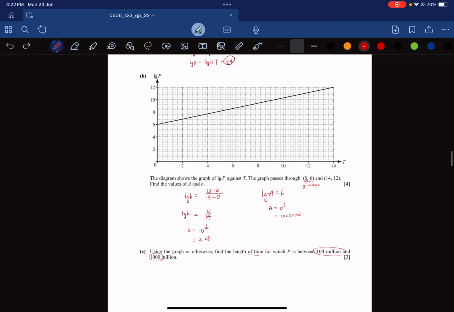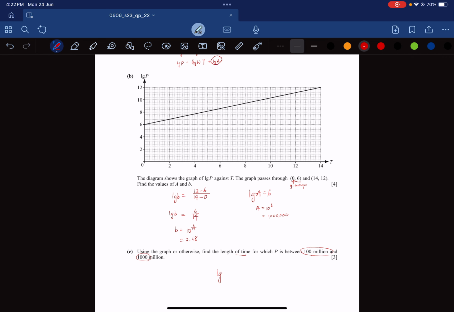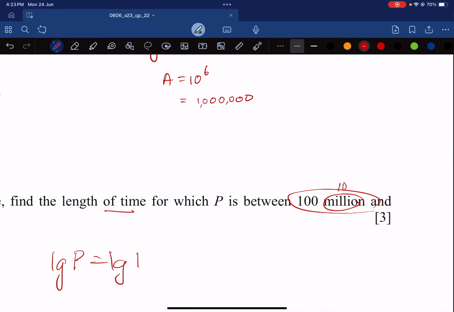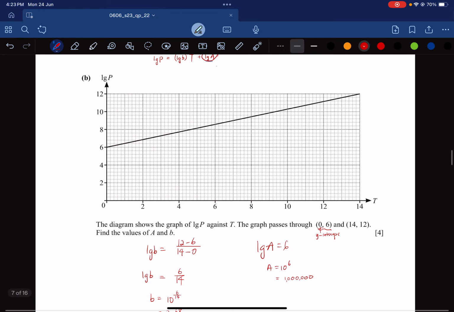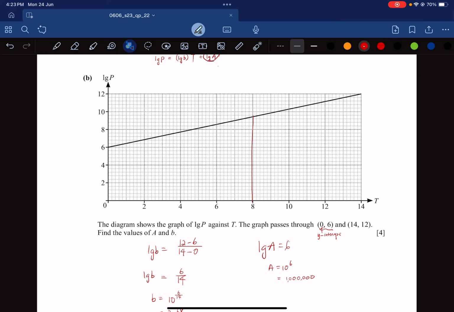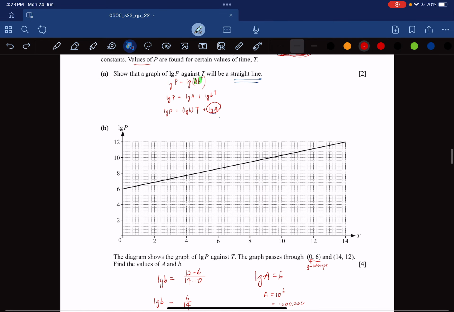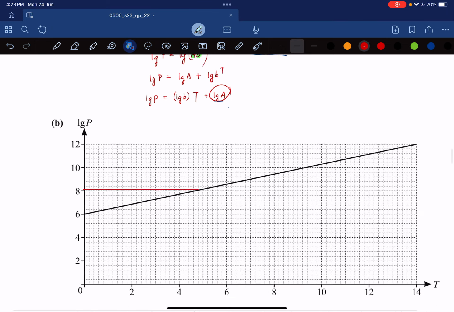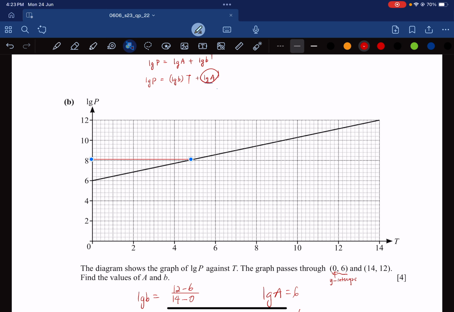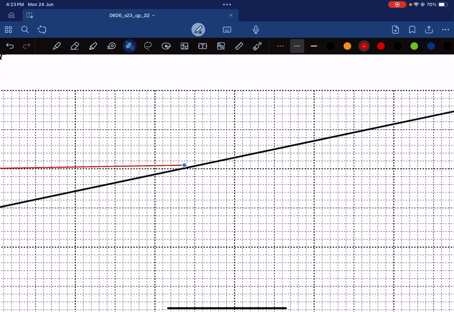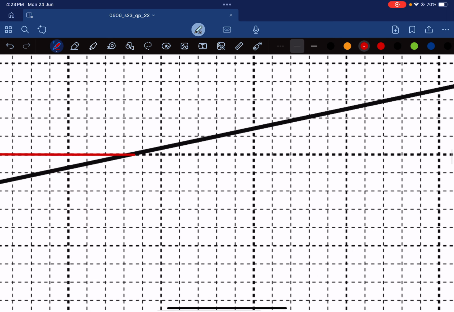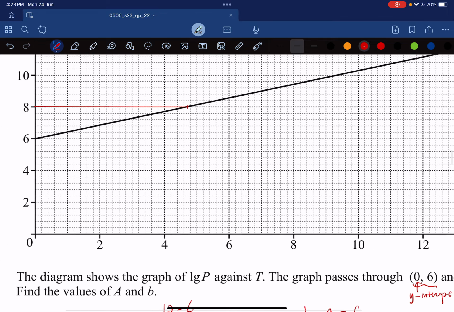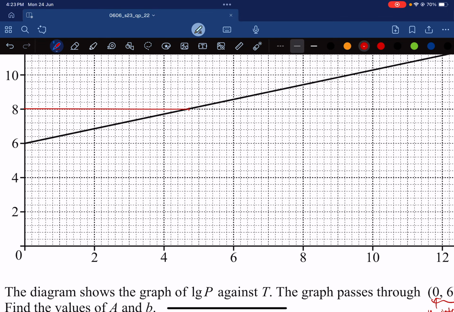P is 100 million. Okay, p is 100 million means log p would be log 100 million. Million is 10 to the power 6, so 10 to the power 8, which is 8. So using the graph, we have 8. No, log p is 8. It should be the y coordinate that is 8, not the x coordinate. Log p is 8. Seems like here.